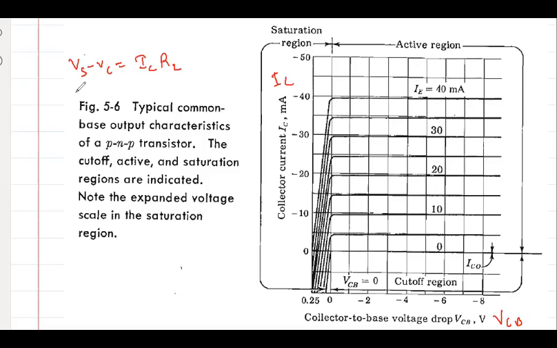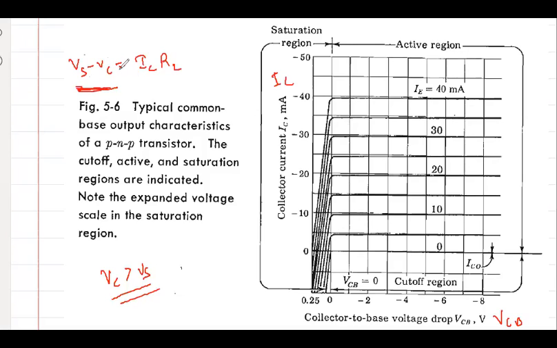Now, we know that VC cannot be more than Vs. Yes or no? Collector voltage cannot be more than supply voltage, right? Can collector voltage be more than supply voltage? No, it cannot be more than supply voltage. So think about it, this cannot be more than supply voltage.